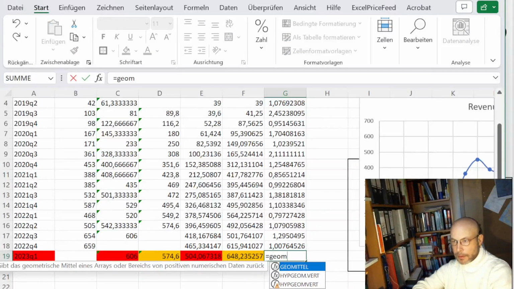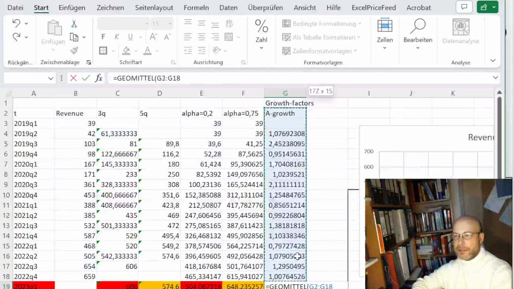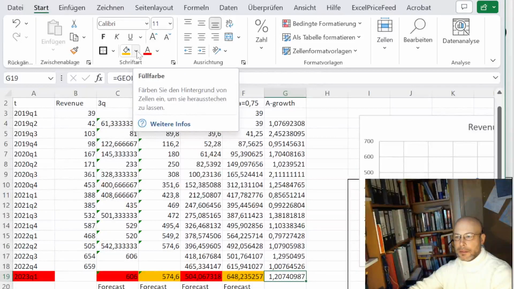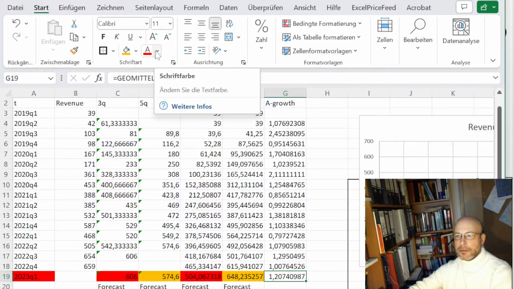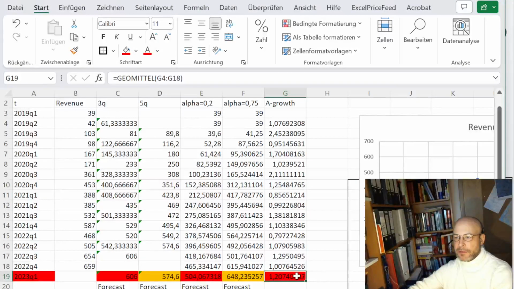equals the geometric mean of all our growth factors, and let's take this also in red, and then we have to apply this average growth factor in order to obtain our forecast.